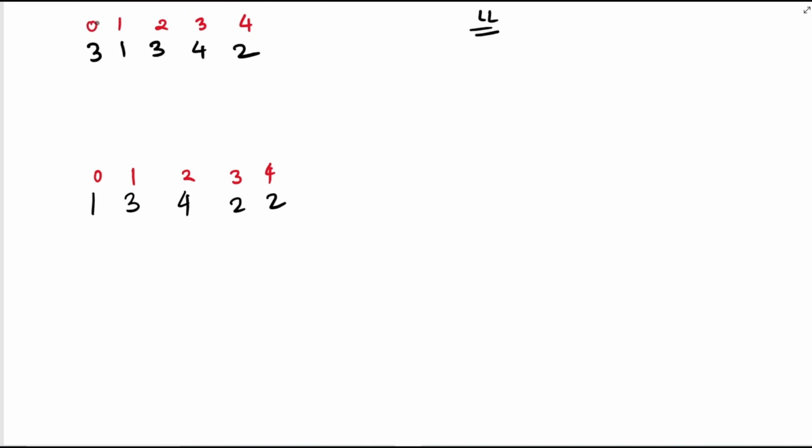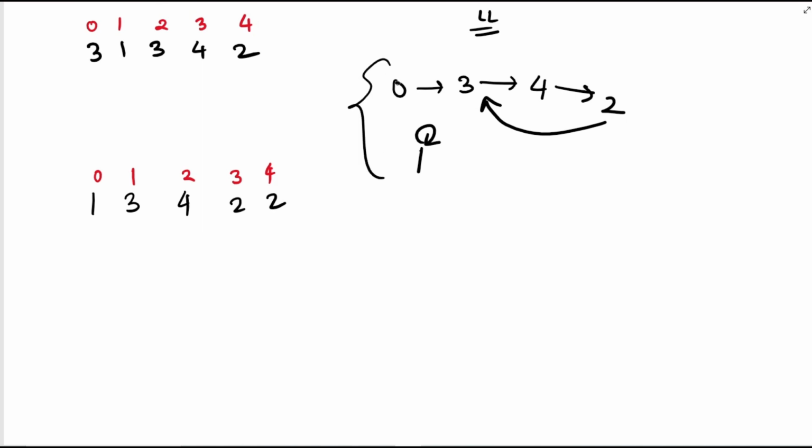So here, if you see 0, it's pointing to 3, right? And if you go to the index 3, you see that the 3 index is pointing to number 4. Then again, 4 is pointing to number 2. 2 is pointing to number 3. And there is 1 which is just pointing to itself, right? So this is a kind of linked list that we are getting. And what is the head of this linked list?